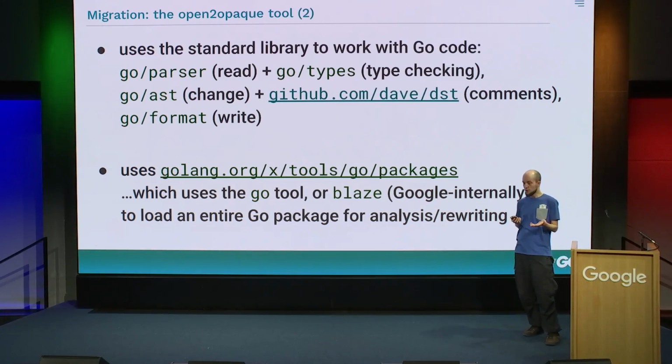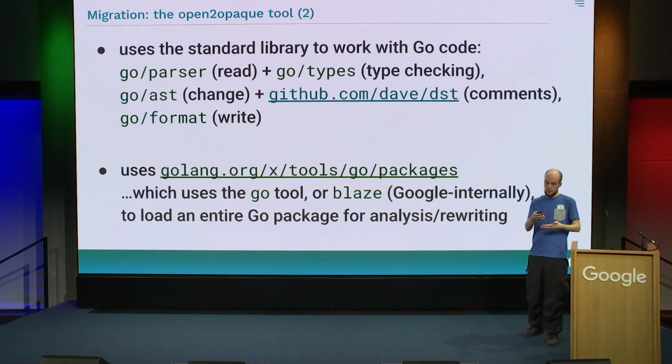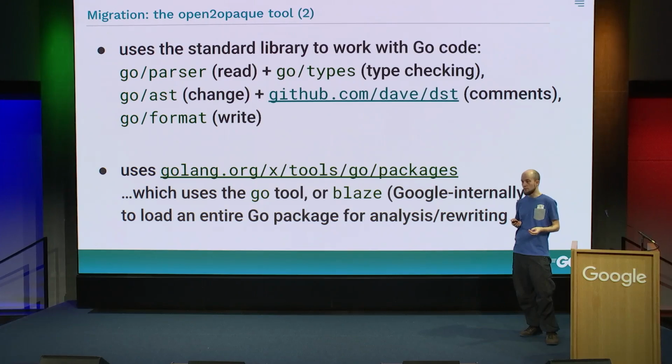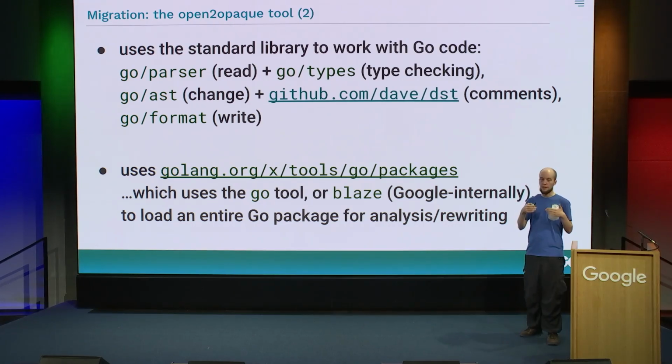Now, in the open source ecosystem, this will use the Go tool that you all use to install, test, build, and so on. But in corporate environments, it actually has integration points to integrate with other build systems like Blaze that we use at Google. So by using the go/packages package, we can write code that works internally for our developers, but also externally for open source users like yourself.